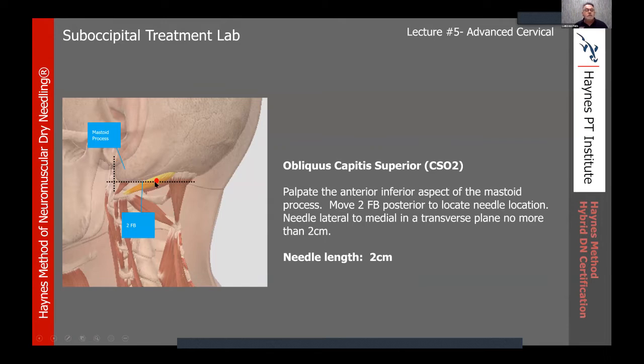If we go further than 2 centimeters, say if we grab a 3 to 4 centimeter needle, then we run the potential of getting close to the brainstem, getting close to the foramen magnum. So absolutely, 2 centimeters is the extent of the length of our needle here. That will get us into that tissue. It's a very lateral muscle, but if we go too far, then we may get into some business we don't need to be in.